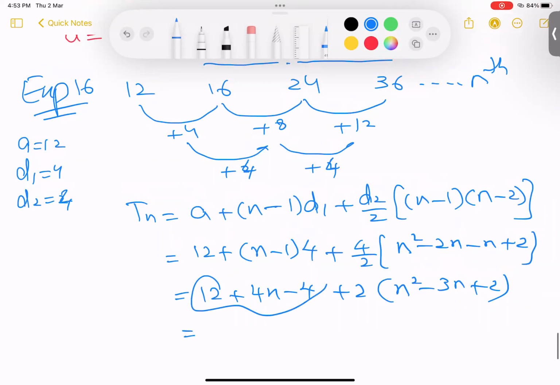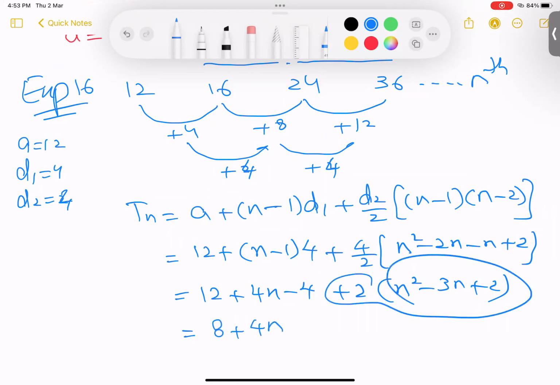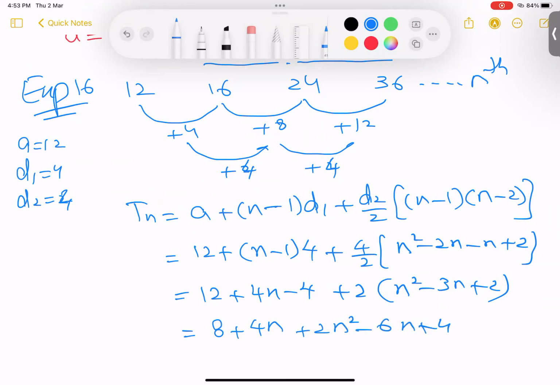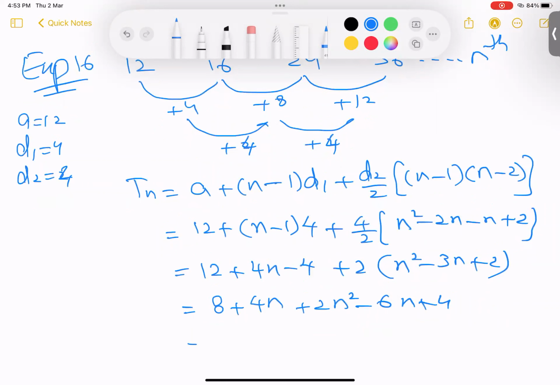So this 12 and 4, if I subtract, I get 8 plus 4n. And these 2 multiply inside with each value. I get 2n to the power 2 minus 6n plus 4. And last thing, I'm going to write it now. 2n to the power 2 comes from here. And 6n and this 4, I get negative 2n. And 8 plus 4, I get 12.